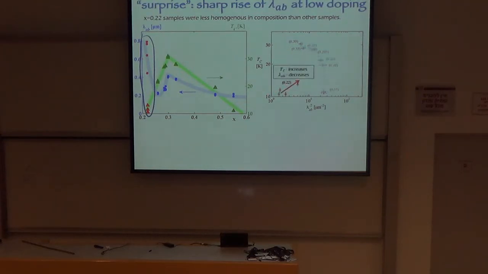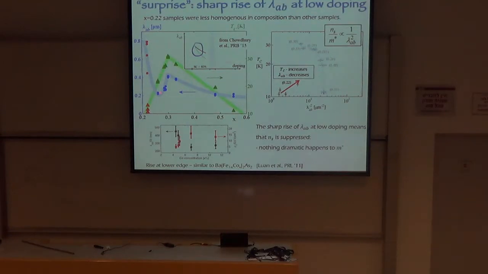And you can see what is the fate of the penetration depth as you reach the end of the dome. It doesn't stay finite, it actually shoots up, and this is what you expect because you're losing superfluid density to a competing phase, so your density goes down and the penetration depth goes up.